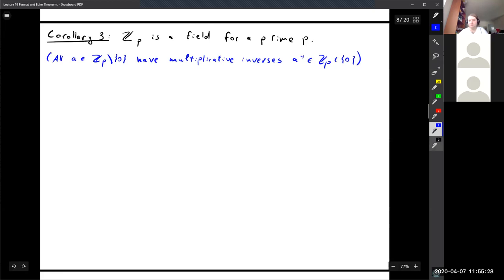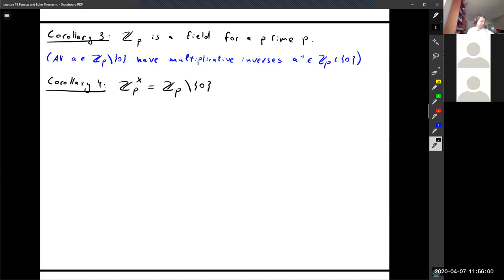Well, now corollary 4. Corollary 4 would be that the set Z_P cross, the set of elements having multiplicative inverses, is precisely Z_P minus 0. Okay.